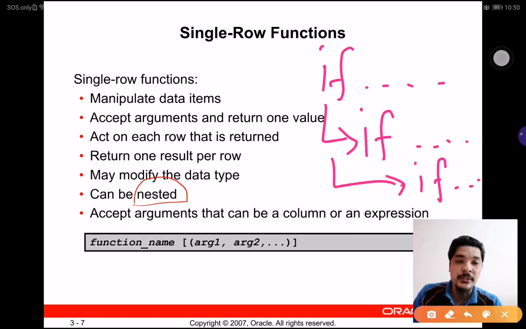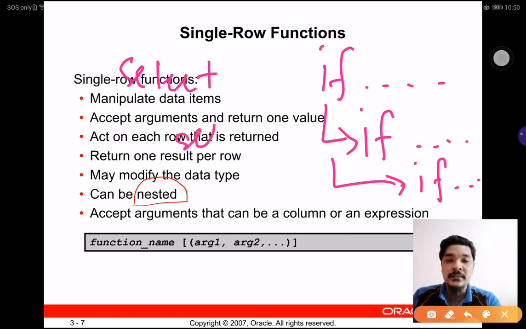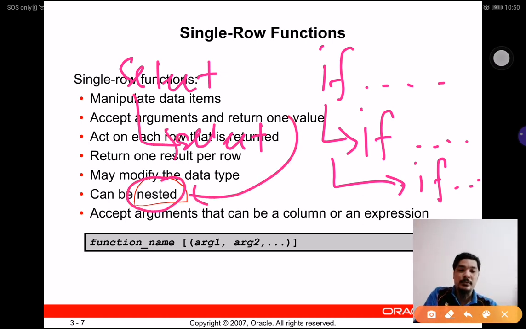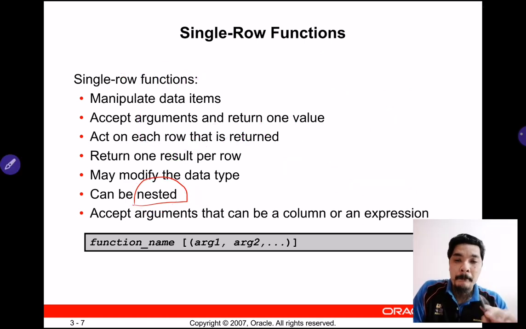In this example, we call it a nested if. Let's say we use a select, so we have something like this: a select, and inside the select we have another select. This is what we call nested. Please bear in mind, this is what we call nested.